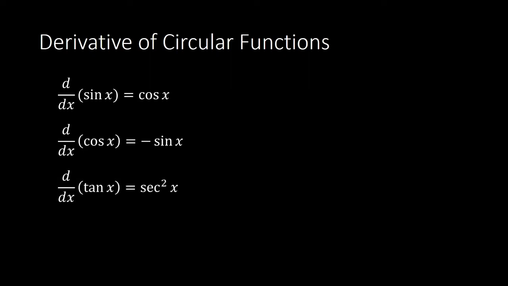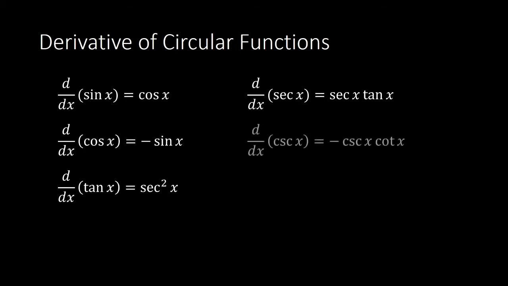The derivative of tangent of x with respect to x is equal to the square of secant of x. The derivative of secant of x with respect to x is equal to secant of x times tangent of x. The derivative of cosecant of x with respect to x is equal to negative cosecant of x times cotangent of x. And the derivative of cotangent of x with respect to x is equal to negative the square of cosecant of x.